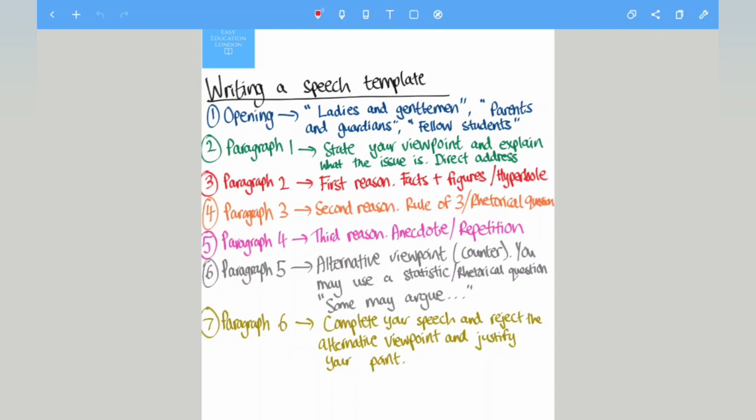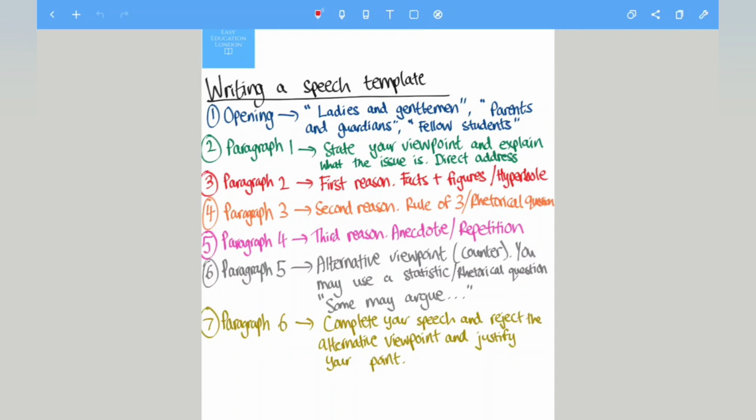The second point is, with paragraph 1, you must state your viewpoint and explain what the issue is. So here you may want to use direct address. This is where you may want to use words like you or we to make the reader feel a part of your speech, a part of your argument.